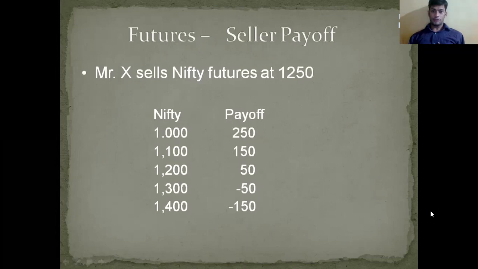Then selling payoff is similar to this. Here, if you sell the Nifty future at 1250 and Nifty is at 1000, you get a positive 250 payoff. You sold it, so you get 250. If you sell at 1100 and the future is at 1200, then you get 150 rupees as a profit, future payoff profit. Okay.